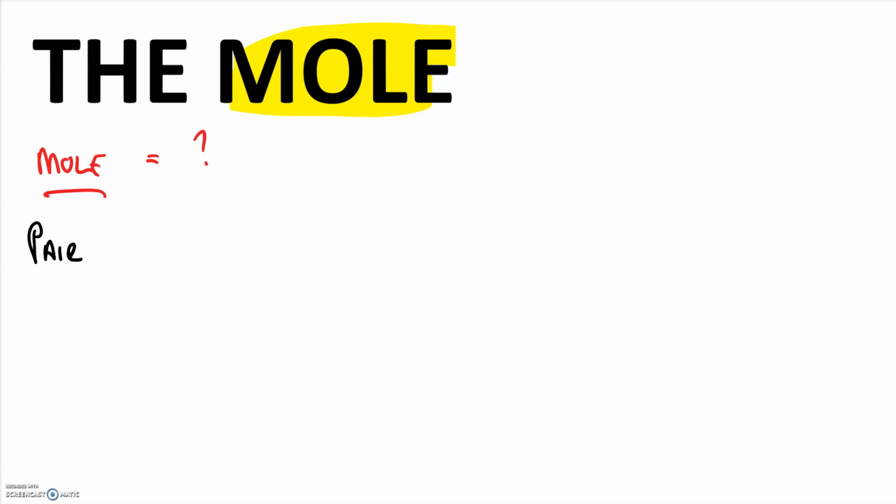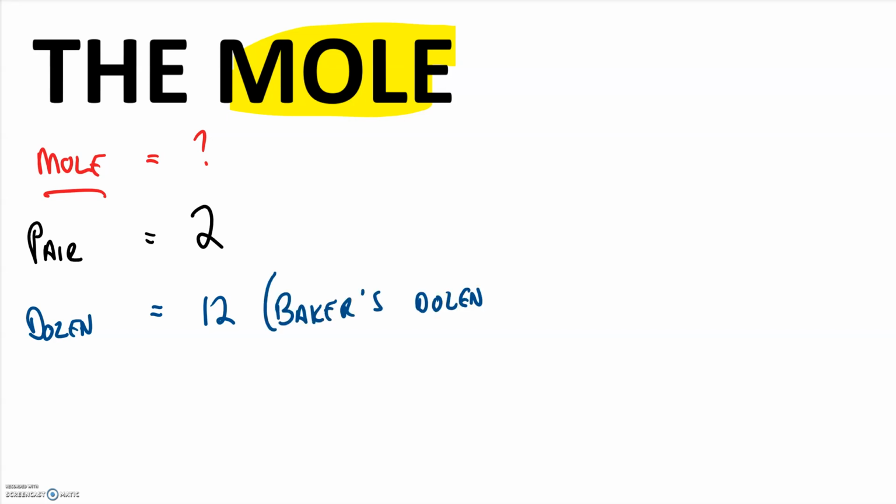We know whenever we see the word pair, we know that means 2. We know when we see the word dozen, that equals 12. You might have actually heard of a version called the baker's dozen. And that was when they would try to earn your business by throwing an extra baguette or bun in your basket for your purchase to make it an even 13.